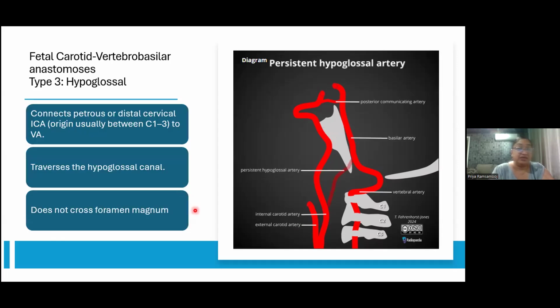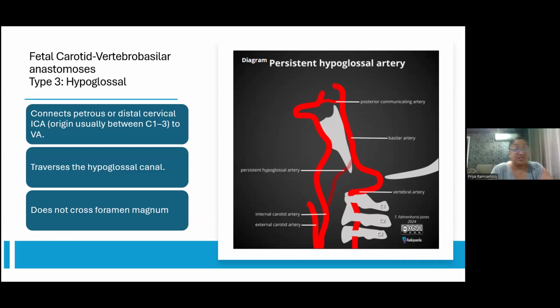The hypoglossal is present in about 0.2% of the population. And what this does, and we see it right here, is that it connects the petrous, or the distal cervical ICA, to the vertebral artery, and it traverses the hypoglossal canal, right? It's not the foramen magnum. Now, this one is a little important to remember because it is the second most common in frequency, after the PPTA, or the trigeminal artery one.